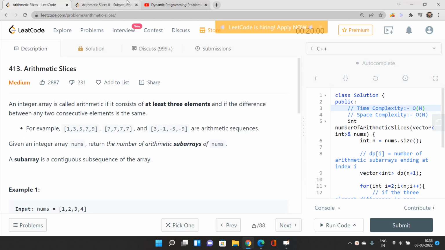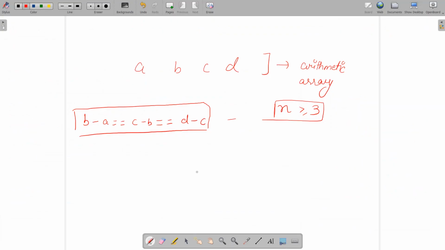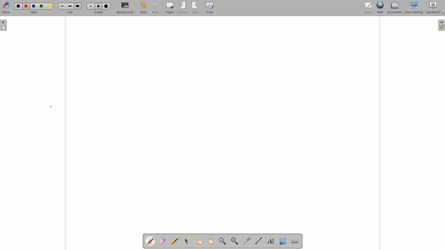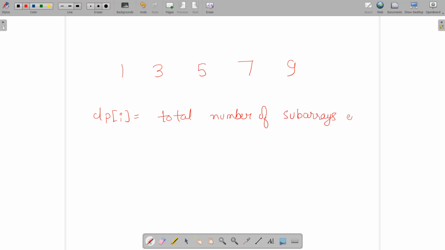Without wasting more time, let's understand this problem in detail. Let me first erase all this. Let me take an example: 2 1 3 5 7 9. What we are going to do is claim that dp of i is the total number of subarrays ending at index i.